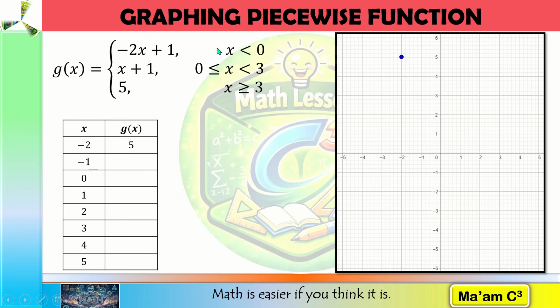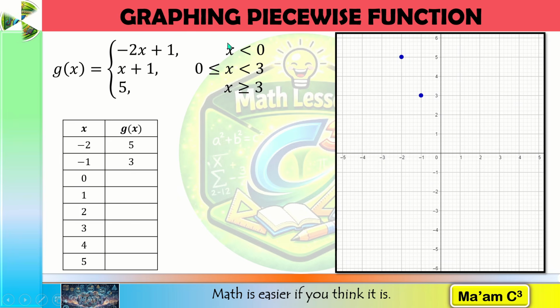Next one, negative 1. Negative 1 is less than 0, so it's still this condition. Negative 2 times negative 1 is positive 2 plus 1 is 3. So negative 1, positive 3 here.